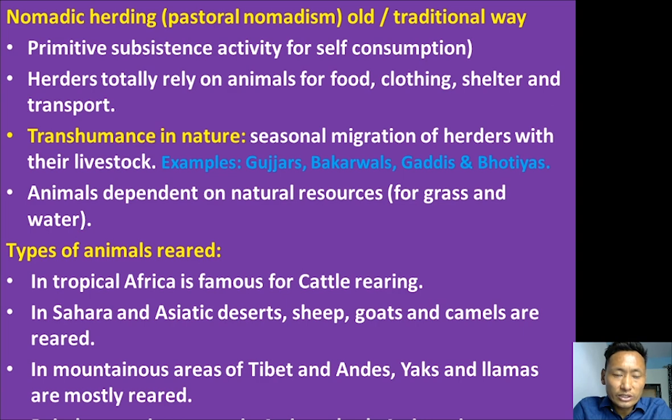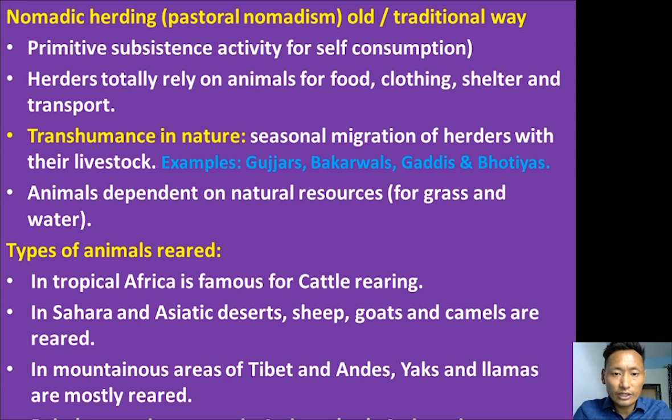Types of animals reared. Based on different geographical and climatic conditions, different types of animals are reared and grazed in different parts of the world. Following are the main regions and the animals reared in them.